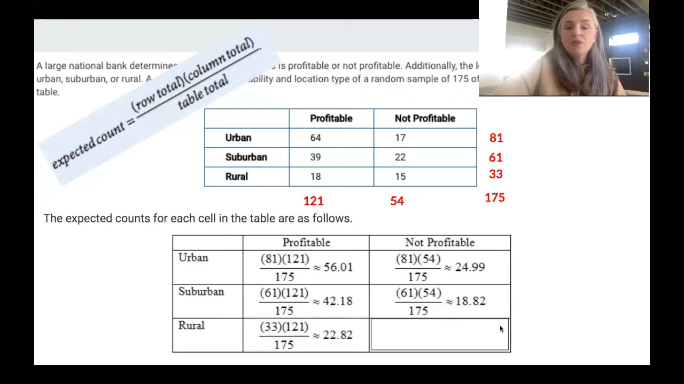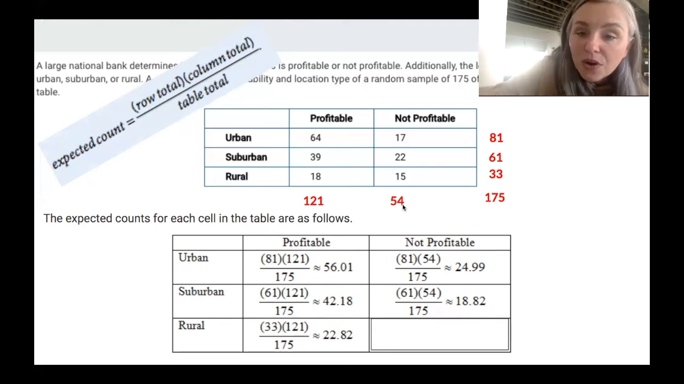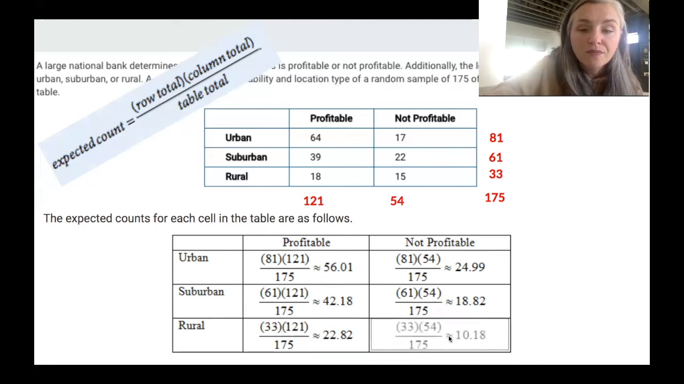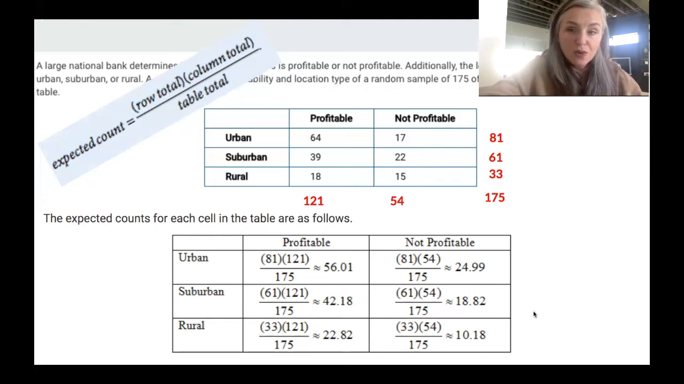One more time, not profitable and rural. These are hard words today. 54, not profitable, times 33 rural, divided by the 175 total. I would expect to only see 10. Instead, I saw 15. Okay, that's how you find the expected count of a two-way table.